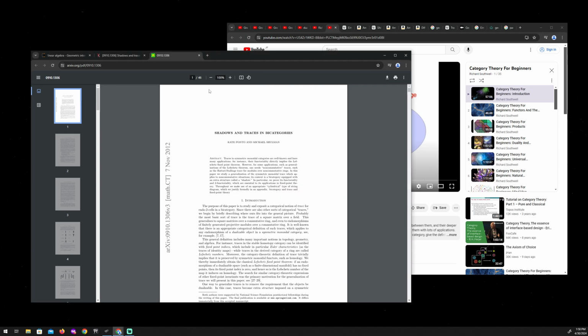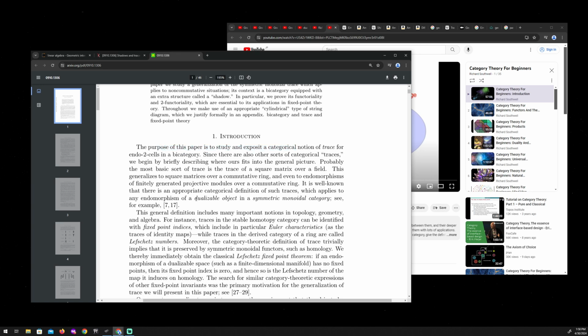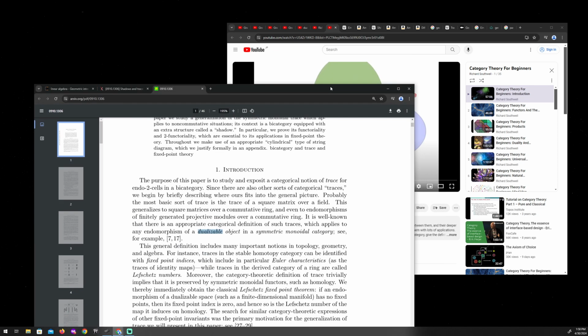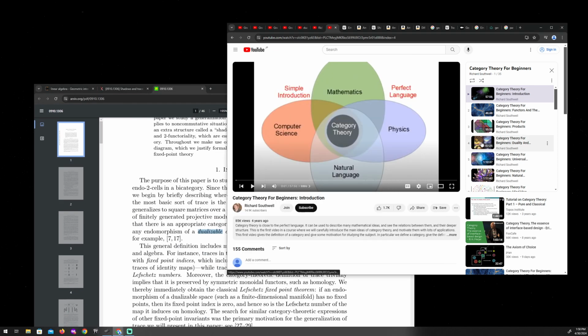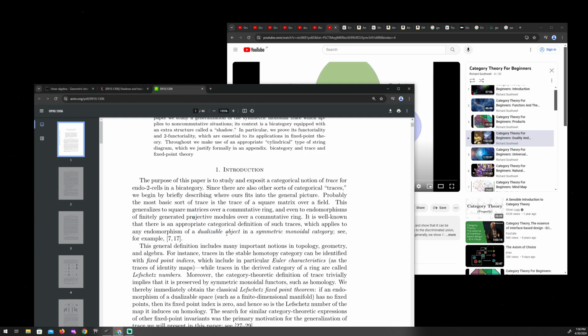Yeah, it's a tough one, category theory. But anyway, I wanted to study this paper. The purpose of this paper is to study and exposit a categorical notion of trace. So often in category theory, there's often dualizable objects, or maybe they're called dualizable categories. Anyway, there's certain categories that have this concept of a dual.